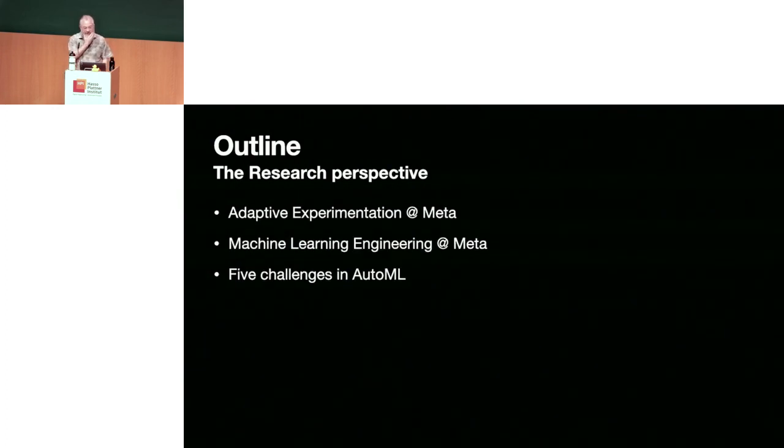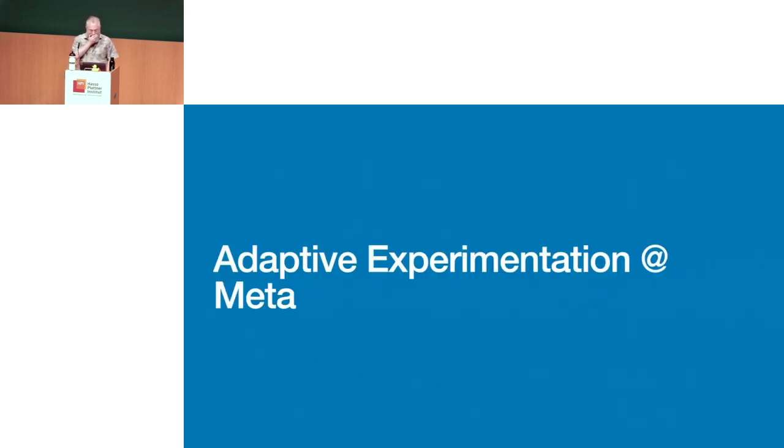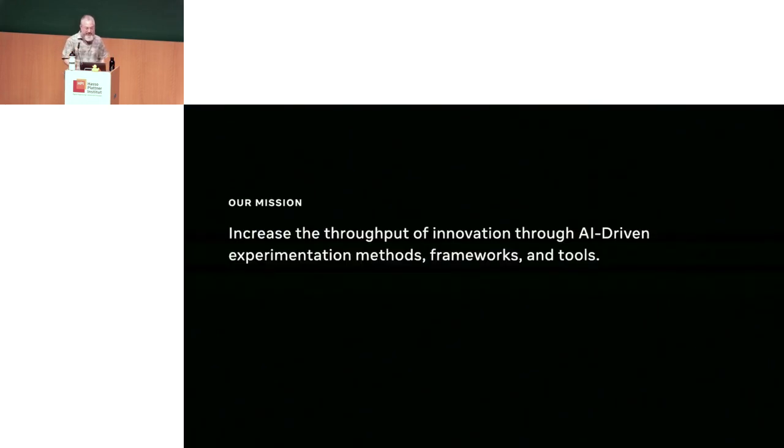I'm first going to start with talking about adaptive experimentation at Meta, so my particular team, and then I'll be talking about the practice of machine learning engineering, and this will highlight some of the ways that this might be different from how people in academia might approach the problem. And then I'll talk about 5 challenges in AutoML that are specific to the empirical context that my team has been working in.